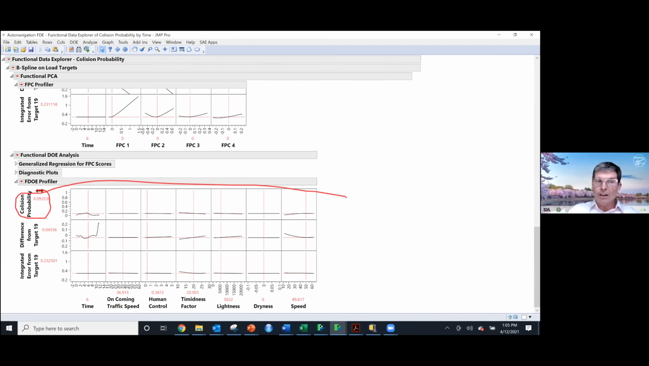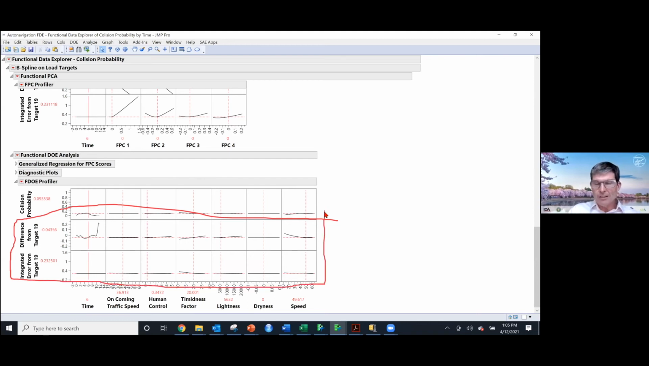But don't forget, our whole goal here is to say, do we have equivalency in our curves? So that's why we already have, automatically for us, because we loaded a target, these responses created for us. That's going to be the difference from target 19 or the integrated difference from 19, where you can figure out, well, what are the true players here, right? At time t equals 6, we can see that speed is very important, and then that timidness factor, but you can see where you have pretty good robustness to the situation.